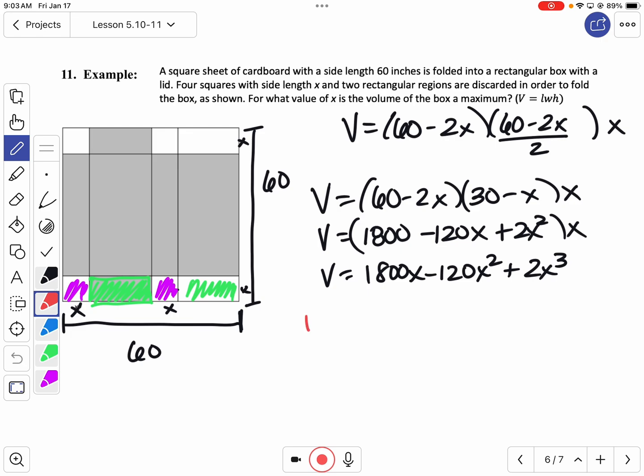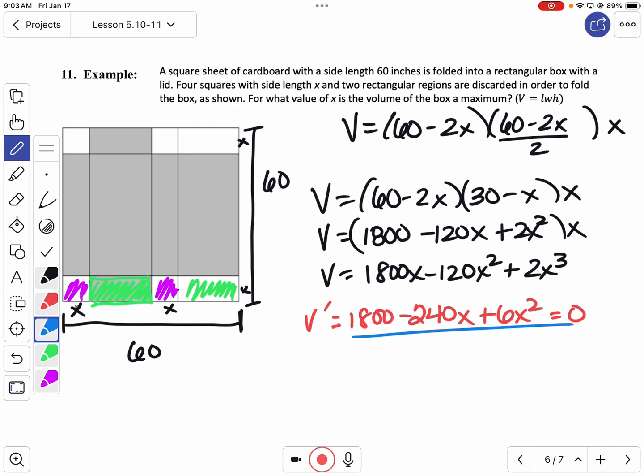Take a derivative. Good. Okay, so I'm going to get 1,800 minus 240x plus 6x squared. Please let that be divisible by 6. Is it? Yes, we could divide the whole thing by 6, thank goodness. So that's going to give me, I'm going to rewrite the order. It's easier for me to factor.